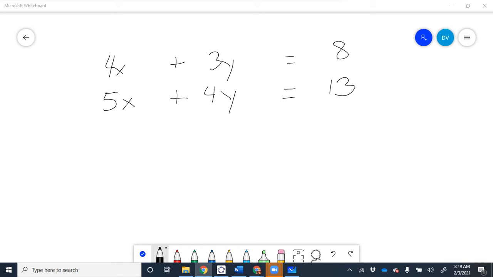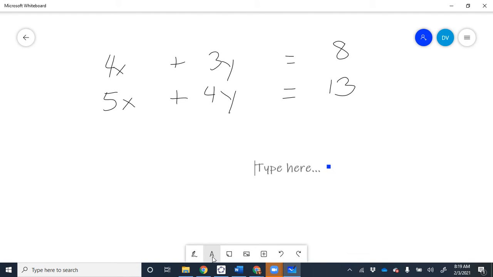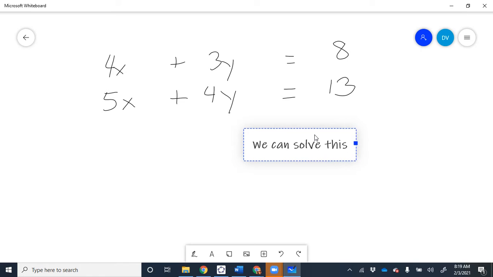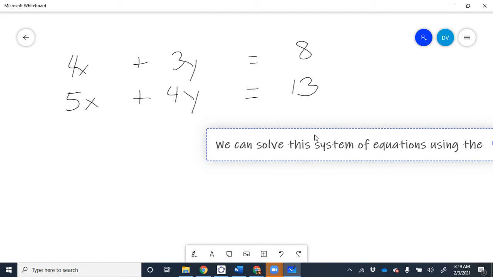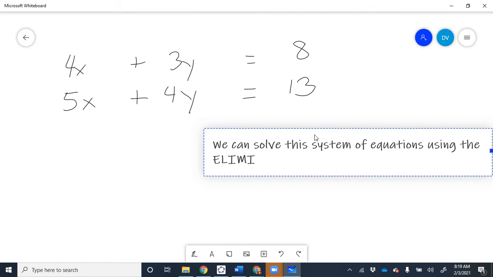So I'm going to show you right now how to show your work and how to get the answer, of course, also. Let me make some notes while we're doing this. I want to remind you all that we're using elimination here. So as I go, I'm going to put, we can solve this type of system of equations using the elimination method.